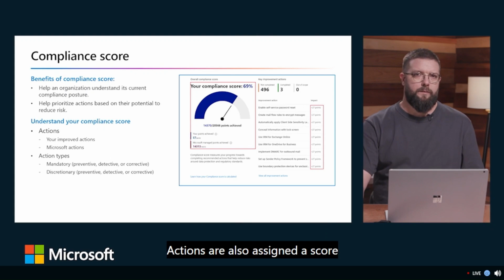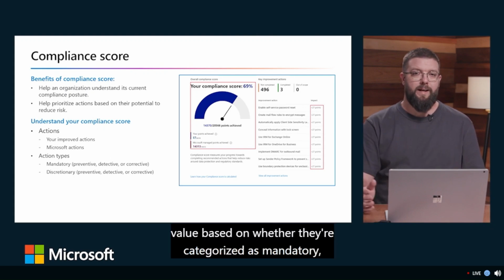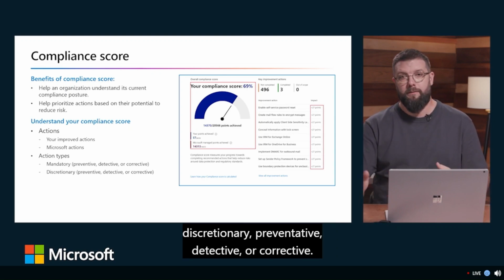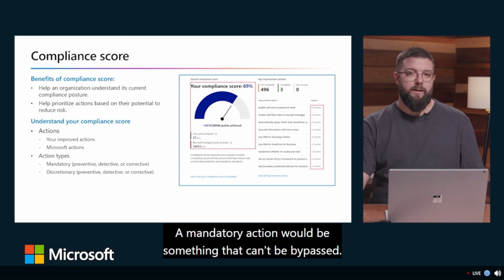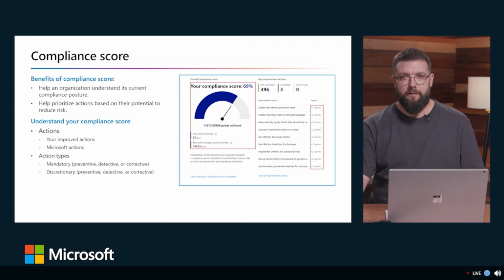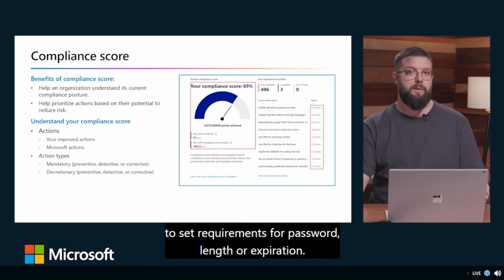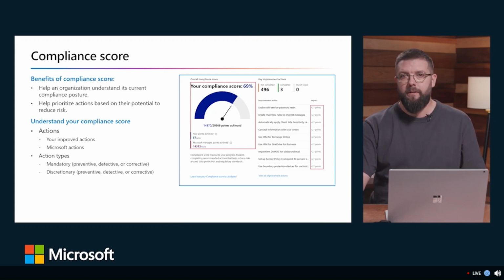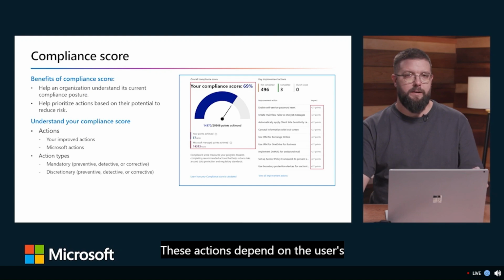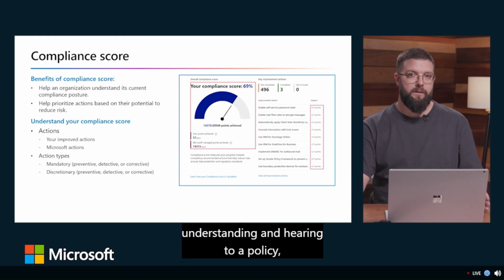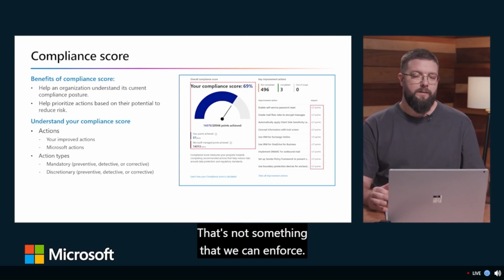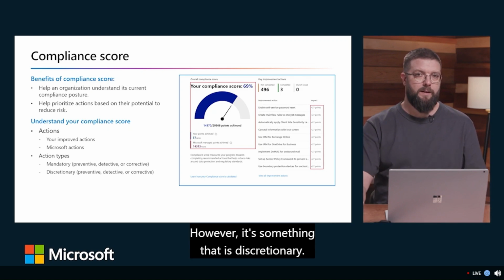So actions are also assigned a score value based on whether they're categorized as mandatory, discretionary, preventative, detective, or corrective. So a mandatory action would be something that can't be bypassed. For example, creating a policy to set requirements for password length or expiration. That's just necessary. We require you to do that. Discretionary, these actions depend on the user's understanding and adhering to a policy. For example, a policy where users are required to ensure their devices are unlocked before they leave them. So that's not something that we can enforce. However, it's something that is discretionary.